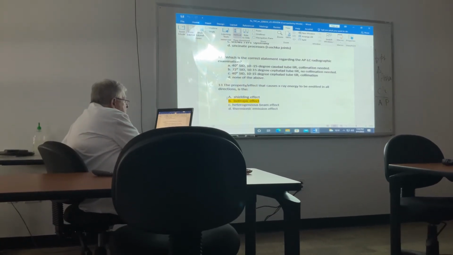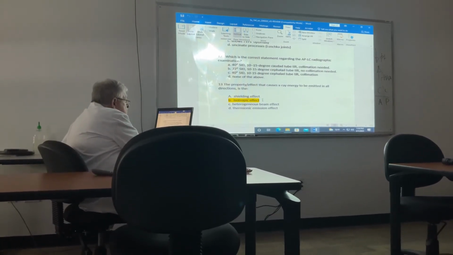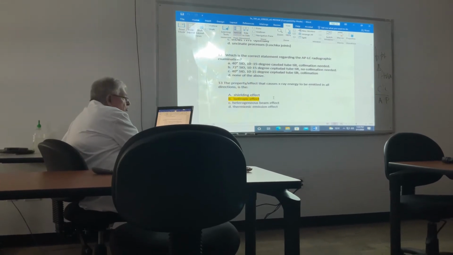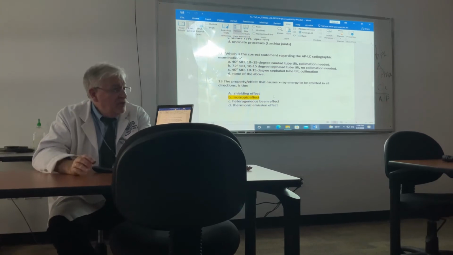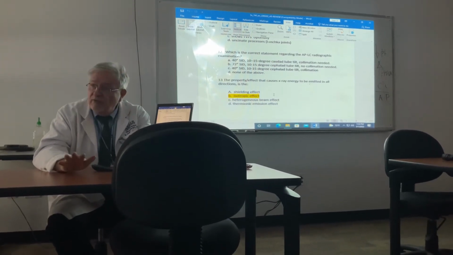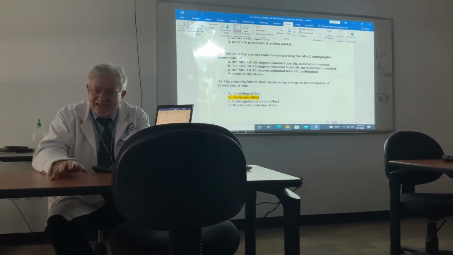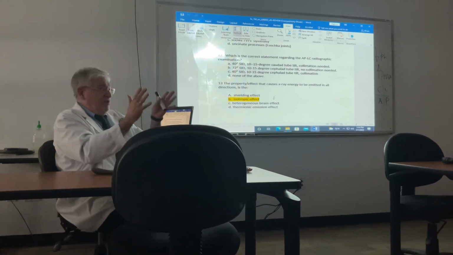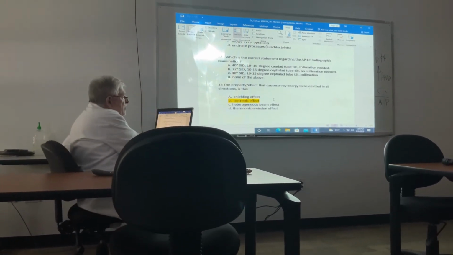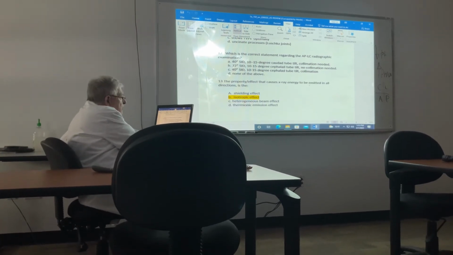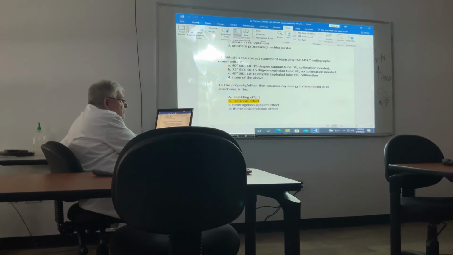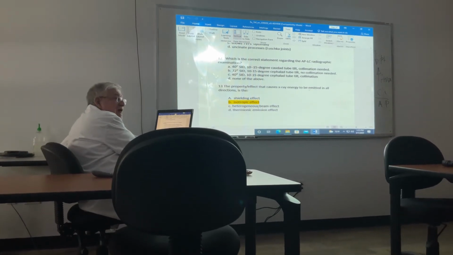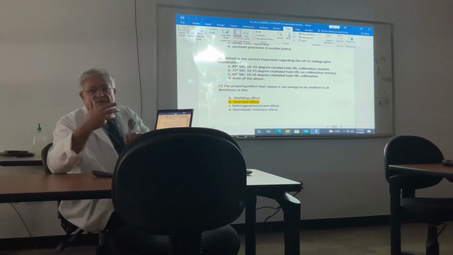What is this? Isotropic. It scatters in all directions. So X, Y, Z, scatter radiation. That's why we have a grid, that's why we have a monitoring device to make sure there's no excess radiation other than the patient, but we want to expose the patient because we want to get an X-ray beam. What's heterogeneous? When it's going in different directions, different intensities. Intensities, yes.